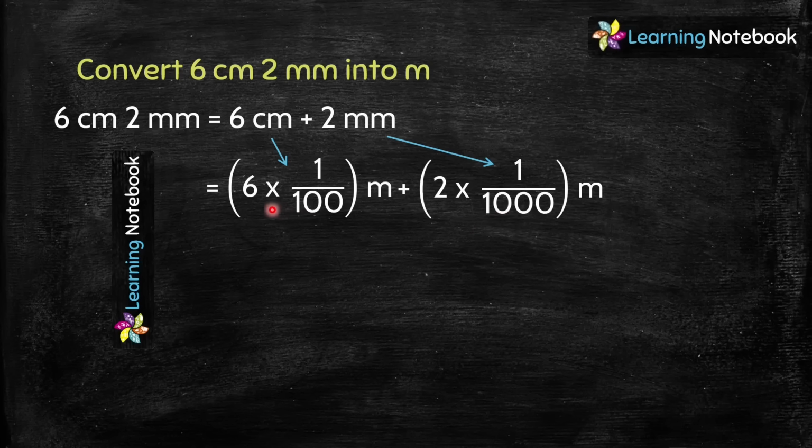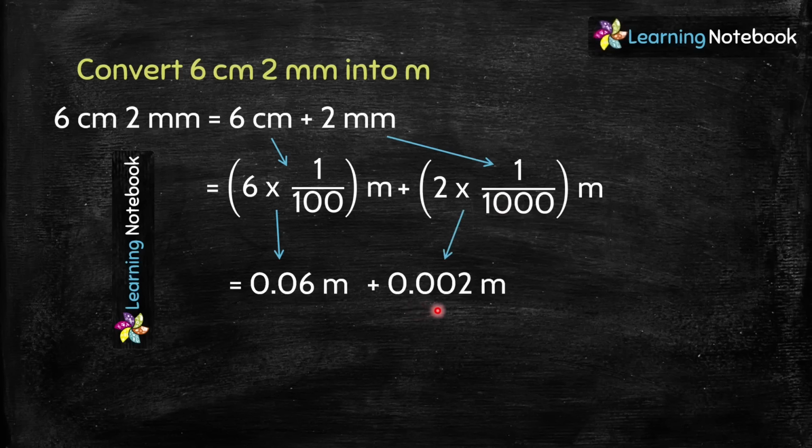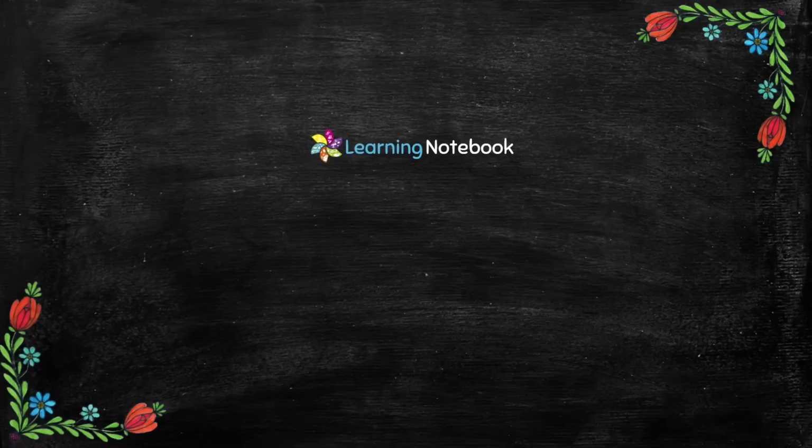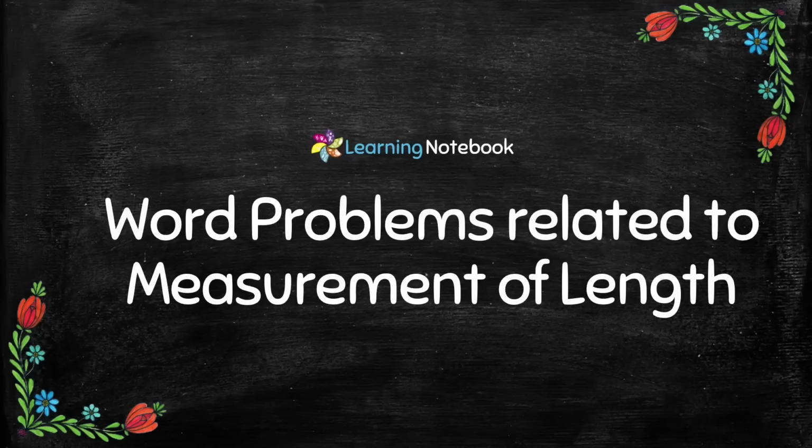Now let's solve them. 6 into 1 upon 100 equals to 0.06 and 2 into 1 upon 1000 equal to 0.002. Add both these numbers and we get the answer as 0.062 meters. So students, this is how we can convert lower units into higher units. Now we will solve some word problems related to measurement of length.